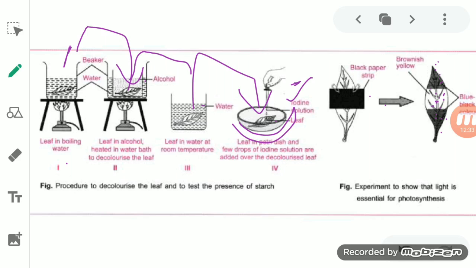Then we find that the side of the leaf becomes blue black in color, showing the presence of starch, while the middle portion, which was covered with the aluminium foil, does not show any change. It means it does not show the process of photosynthesis. And by this experiment we come to the conclusion that sunlight is very important for the process of photosynthesis.